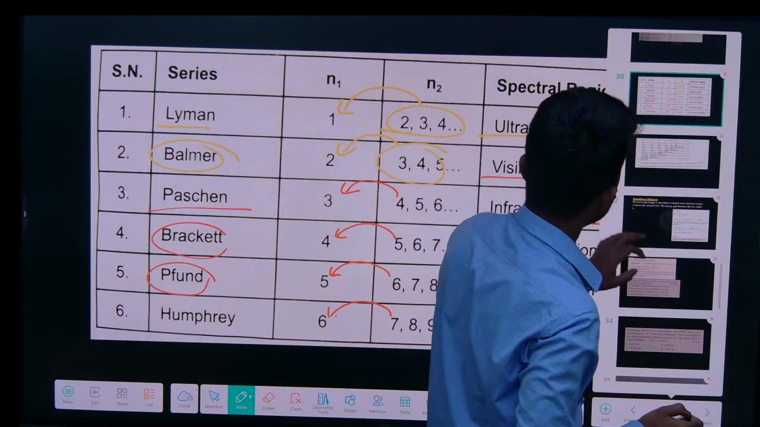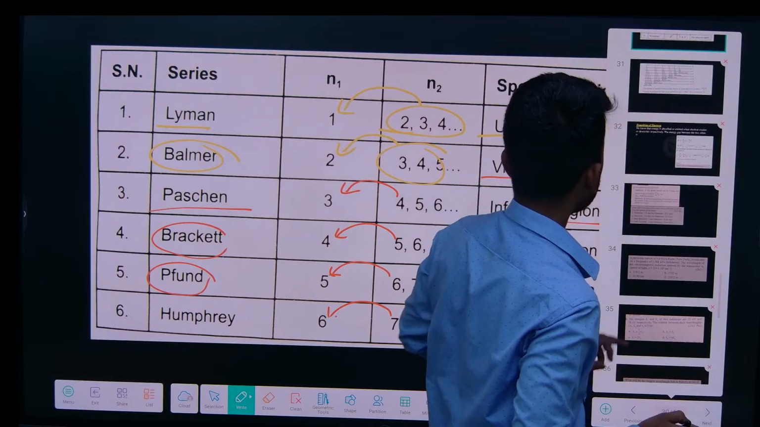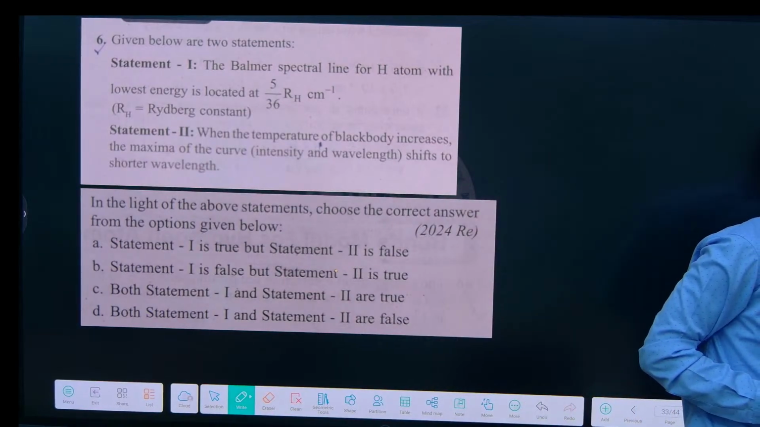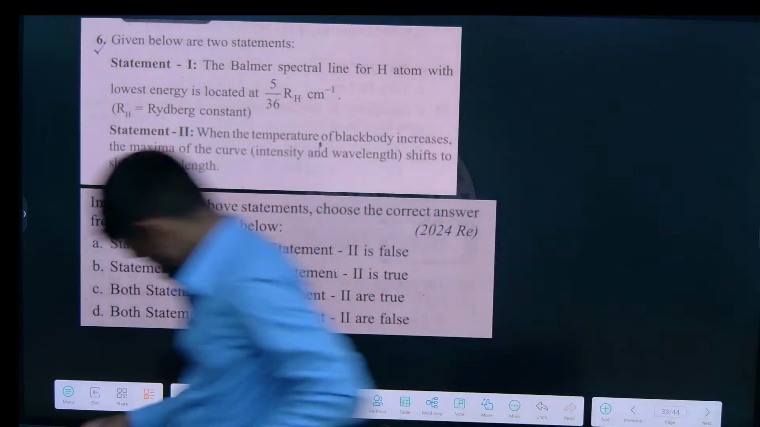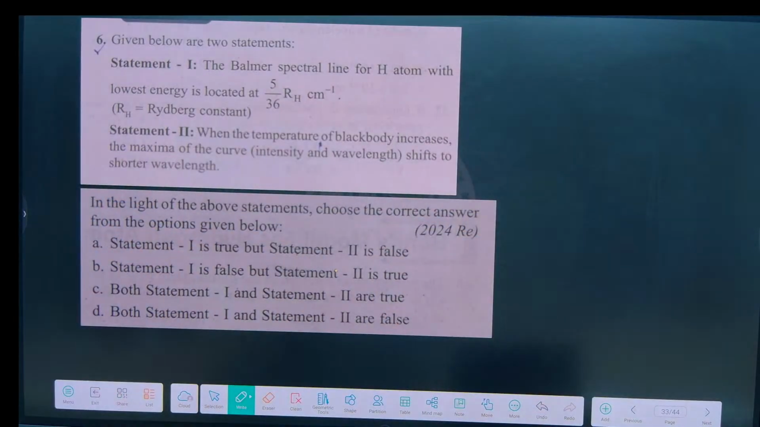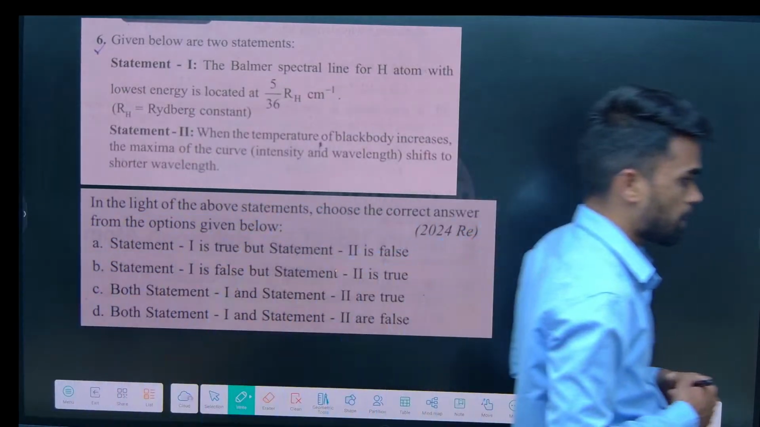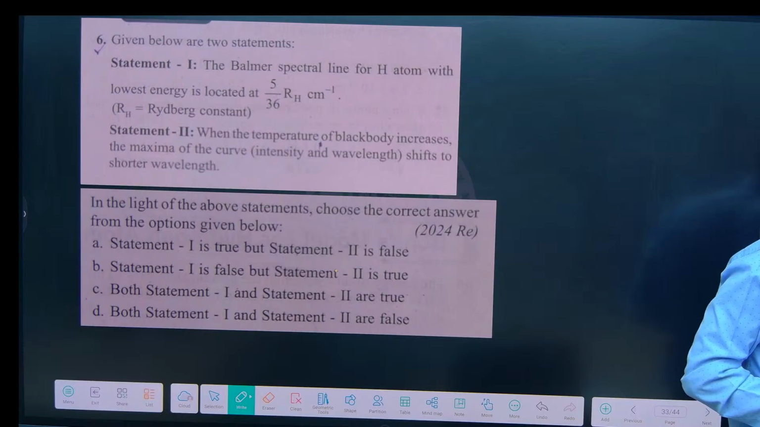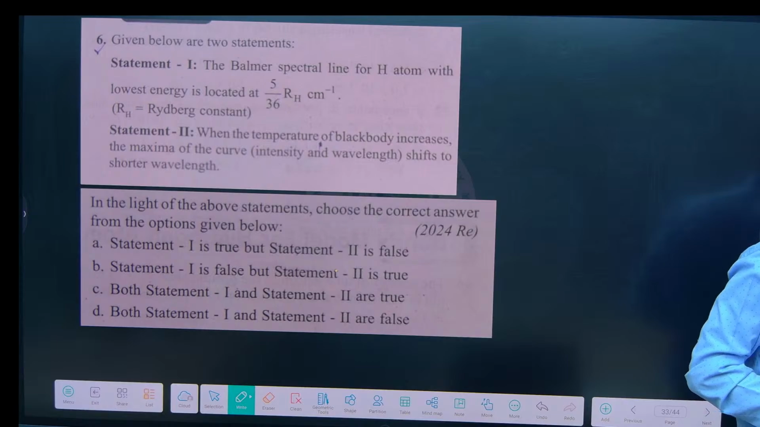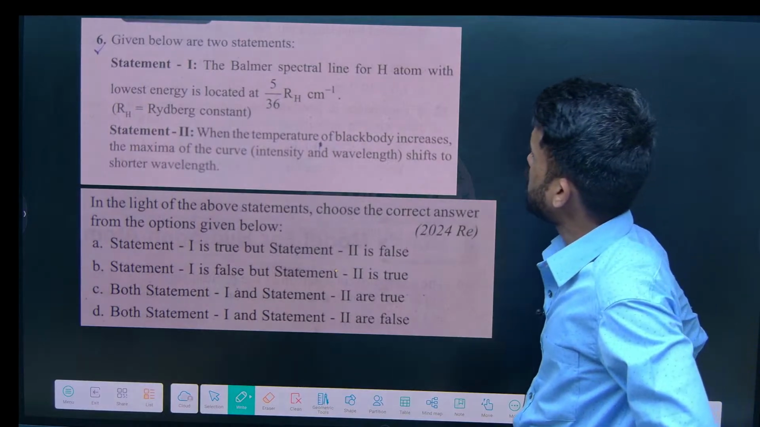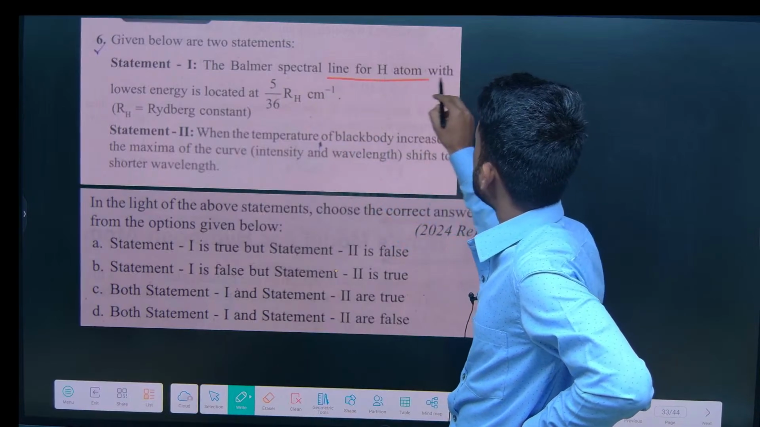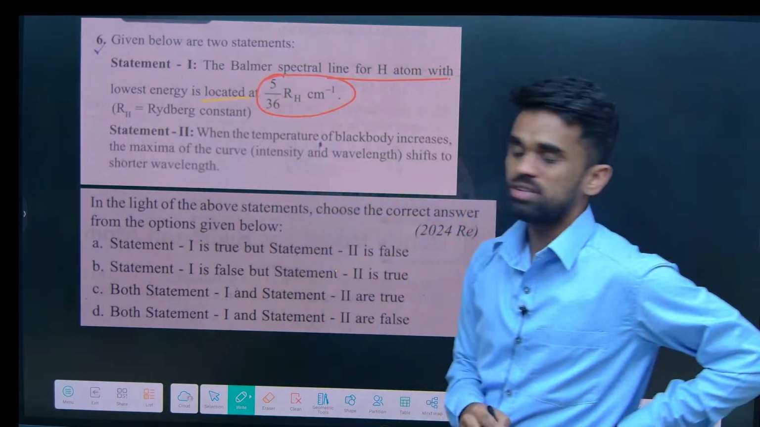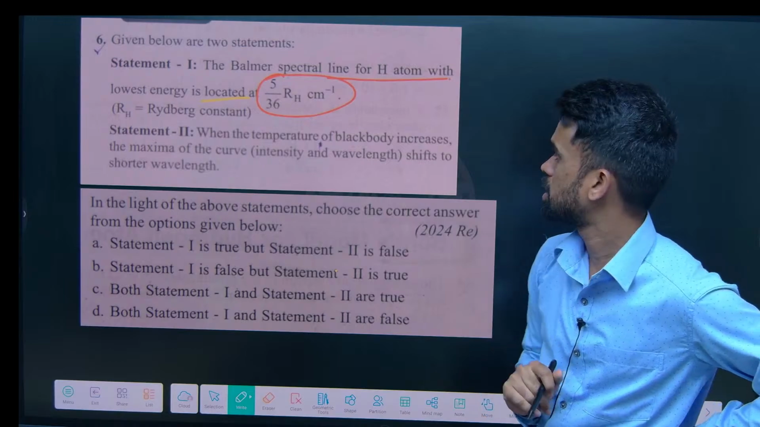Next, this is done. Now let's solve some questions here. Now look at this, what they are saying. Statement 1 says, the Balmer spectral line for the hydrogen atom with lowest energy is located at this much value. Is this correct or not? We need to verify the first statement.